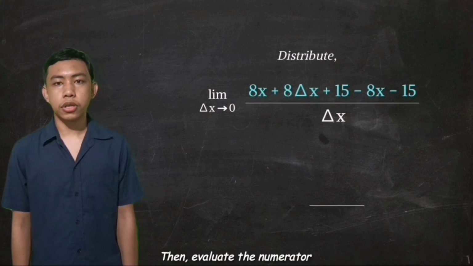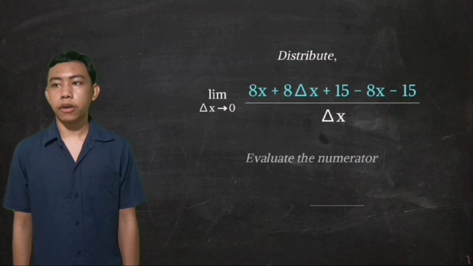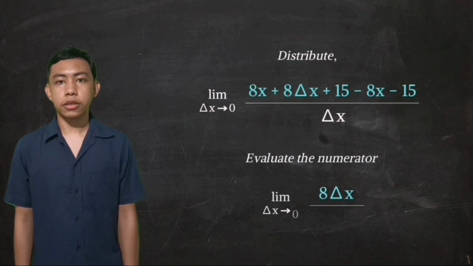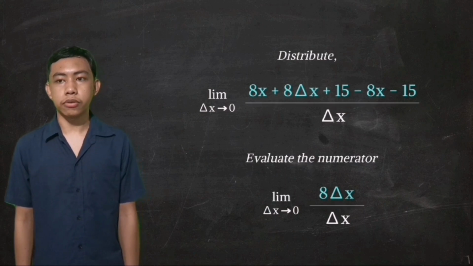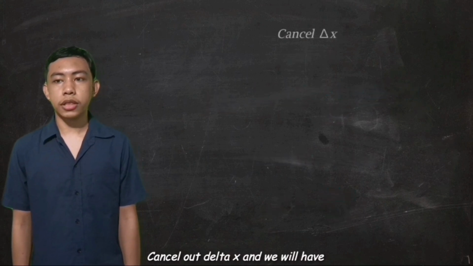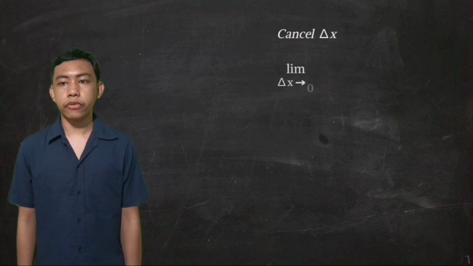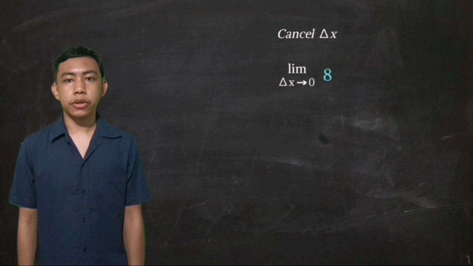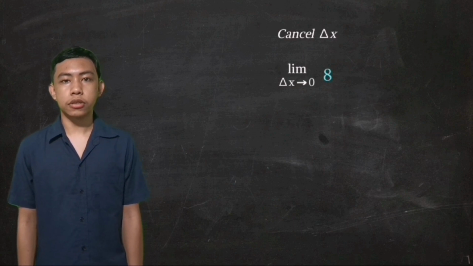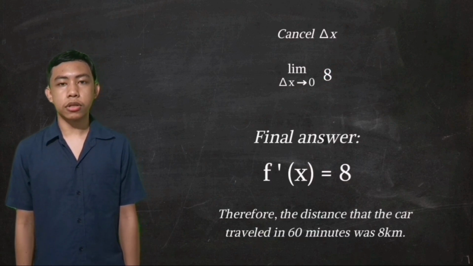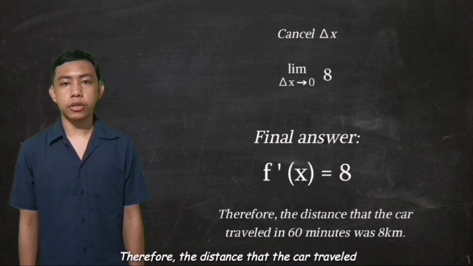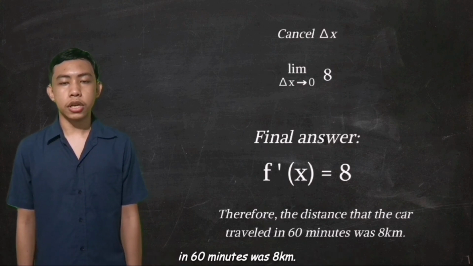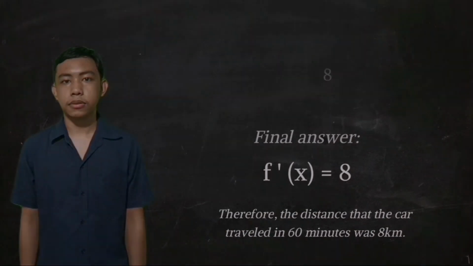Then, evaluate the numerator. We will have the limit of 8 delta x over delta x as delta x approaches 0. Cancel out delta x. We will have the limit of 8 as delta x approaches 0. By limit theorem 2, we will have the answer f prime of x is equal to 8. Therefore, the distance that the car traveled in 60 minutes was 8 kilometers.